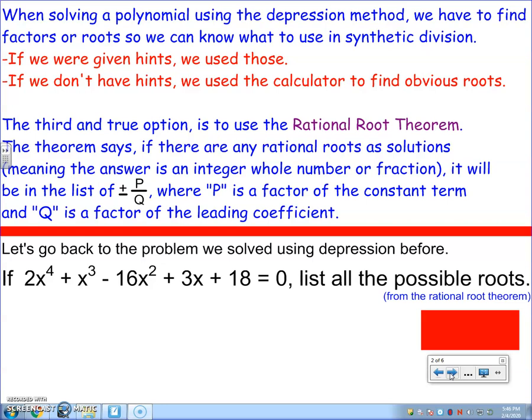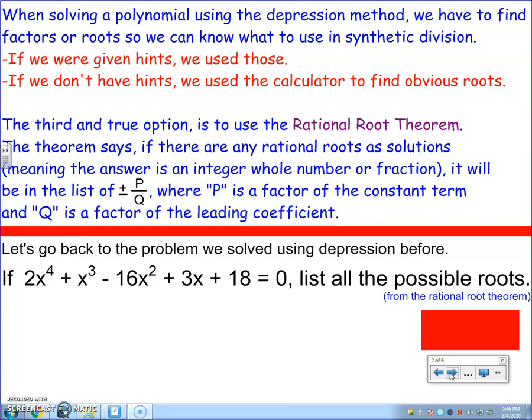What that says is, if there are any rational roots as solutions, and rational means the answer is a fraction, a whole number, or an integer, it will be in this list of plus or minus p over q. P will be a factor of the constant term, and q is a factor of the leading coefficient.